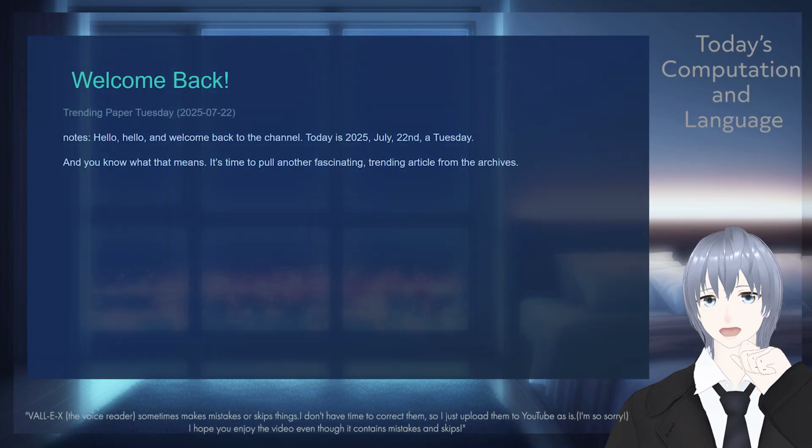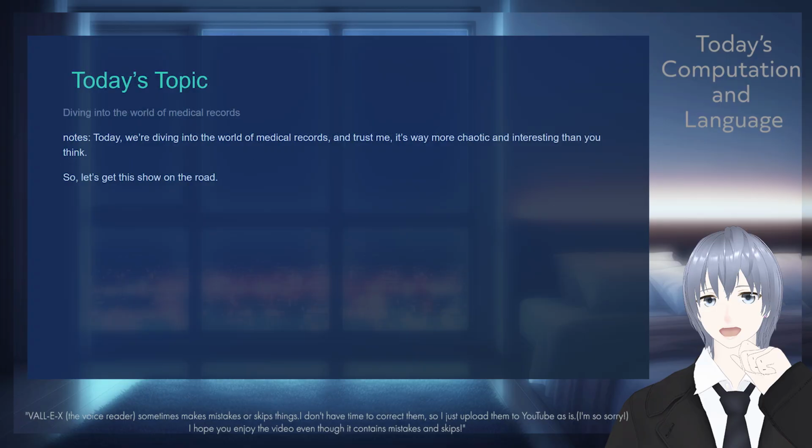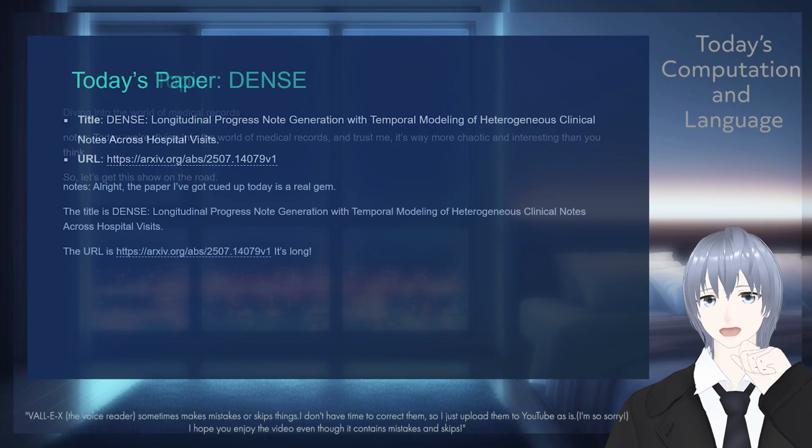Today is 2025 July 22nd, a Tuesday. And you know what that means. It's time to print another fascinating trending article from the archives. Today we're diving into the world of medical records. And trust me, it's way more chaotic and interesting than you think. So, let's get this show on the road.